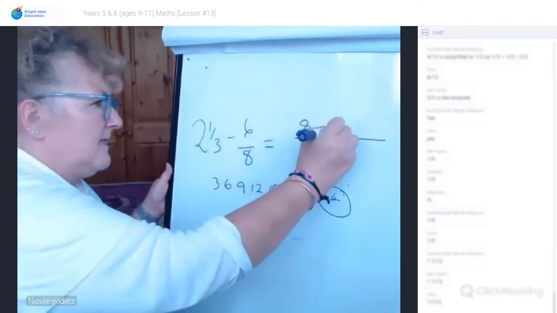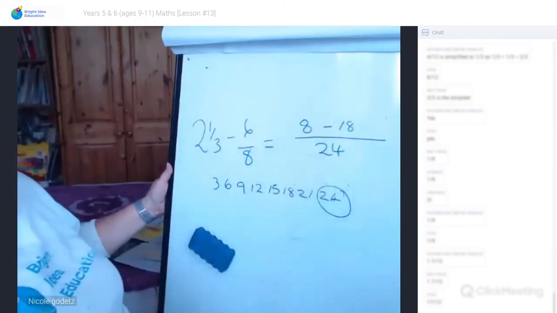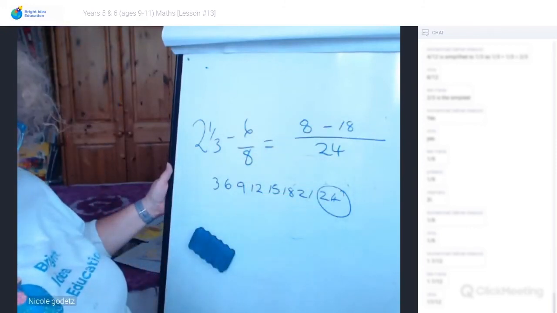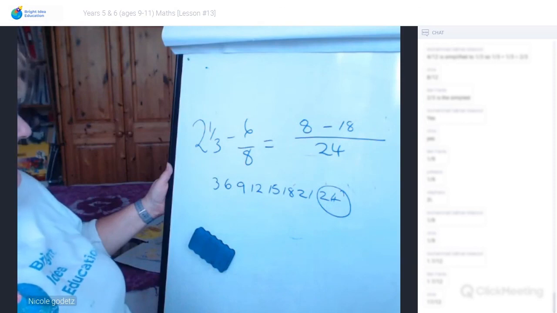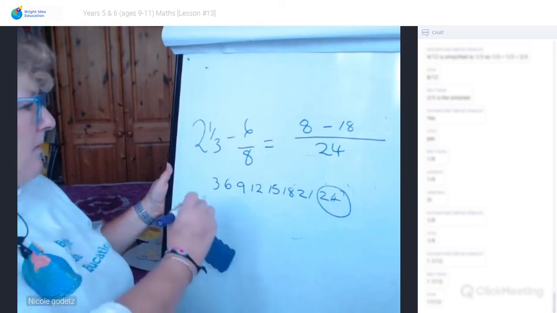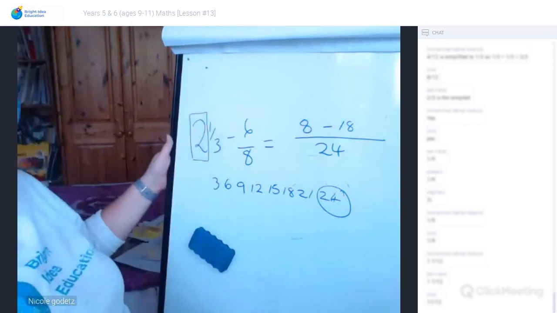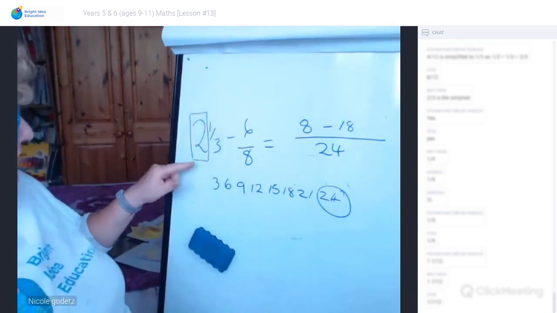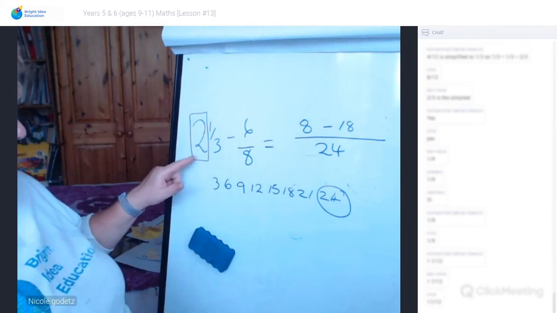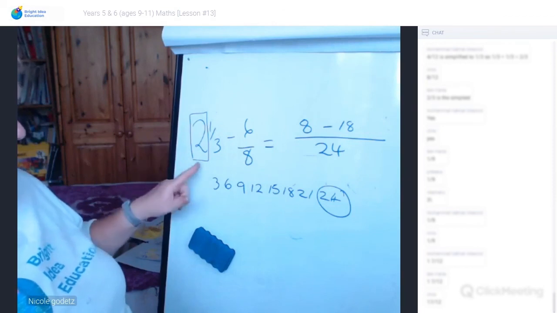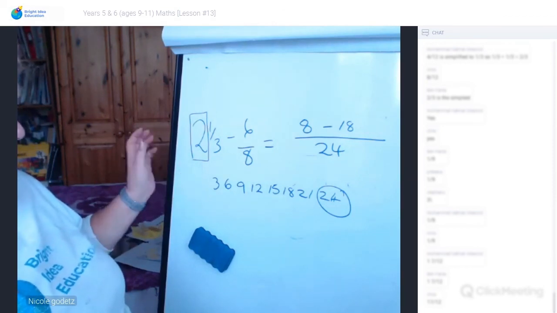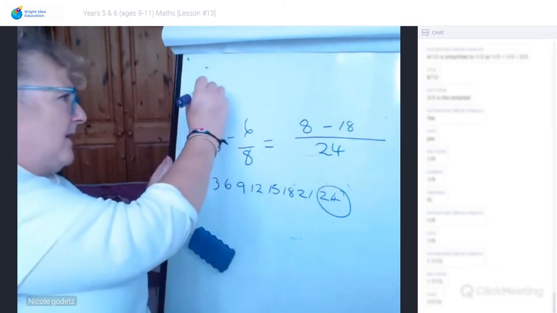Okay, 3 6s are 18. Oh. Does that mean I can't do it? What about this? What have I got over here? Got loads of thirds over there. Loads and loads. So I can take a whole one away.